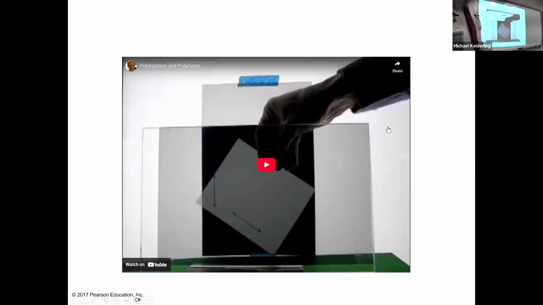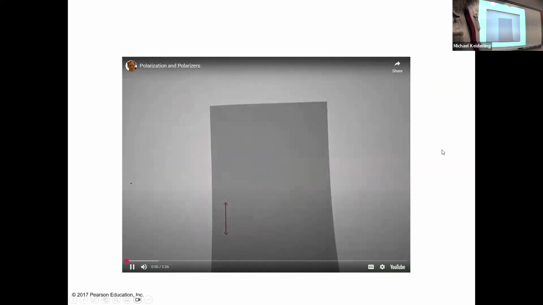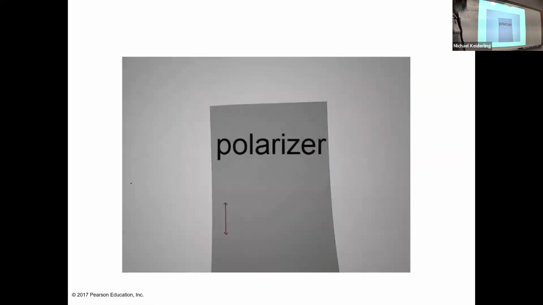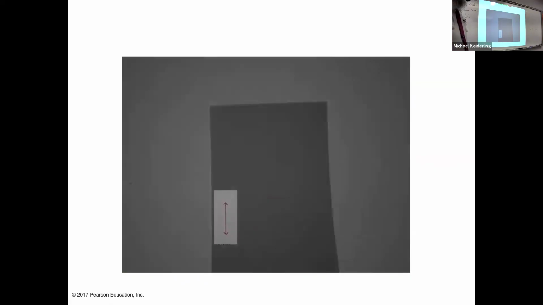And here's another demo of polarization and polarizers. Here's a single sheet of polarizer, a kind of filter that lets through only electric field vibrations that are in a certain direction called the transmission axis. I've marked the transmission axis on the polarizer with that double-headed arrow. Vibrations perpendicular to that are blocked, absorbed by the material.